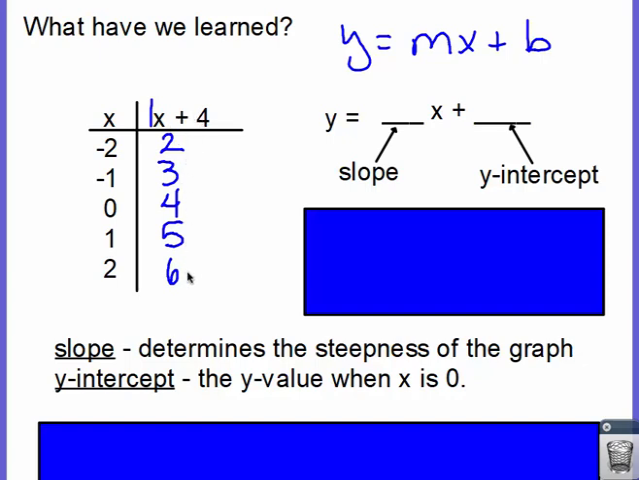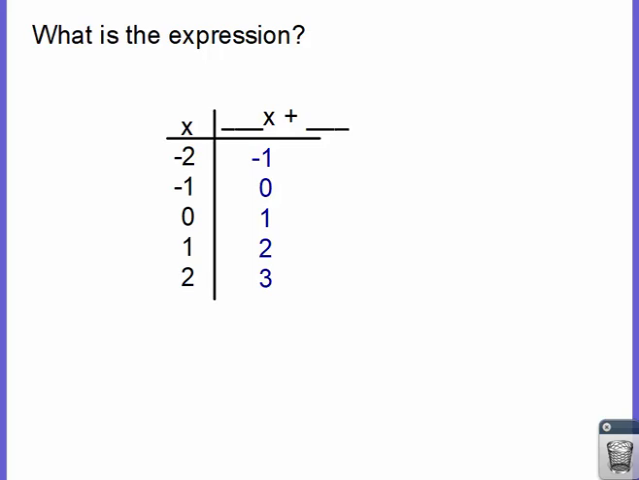fit into this T-chart. So on this next slide, what I want us to be able to do is, if I give you the T-chart, can you give me back the expression? That's what we're looking for. So let's see if we can do that. So here's our first T-chart.